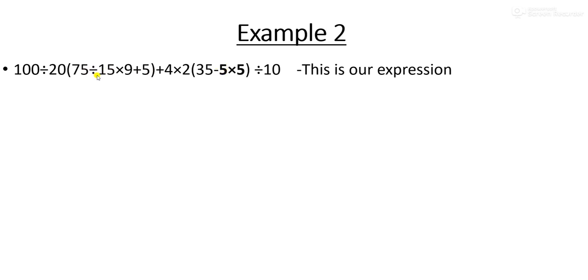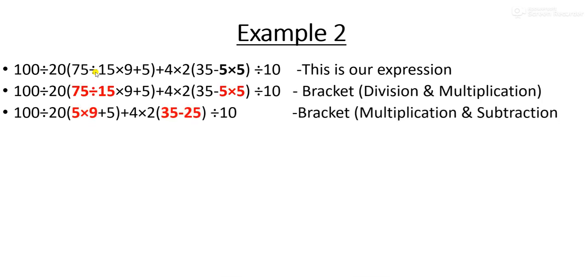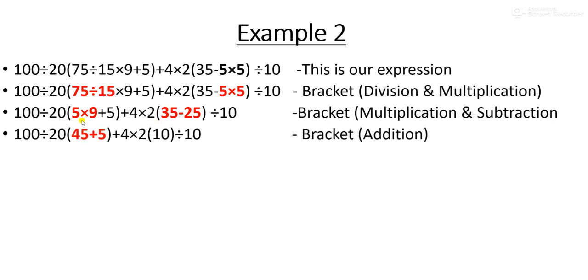In the first bracket, according to the BODMAS rule, we have to do the division first. So 75 divided by 15, and then here 5 into 5. 75 divided by 15 is 5, since 15 goes into 75 5 times, and then into 9 plus 5, and in the second bracket 35 minus 25. In the next step 5 into 9 is 45 plus 5, and in the second bracket 35 minus 25 is 10.